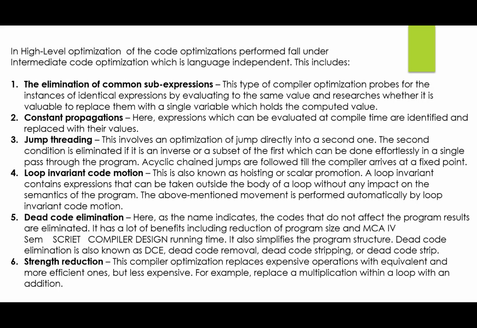Number 6, strength reduction. This compiler optimization replaces expensive operations with equivalent but less expensive and more efficient ones. For example, replace a multiplication within a loop with an addition.